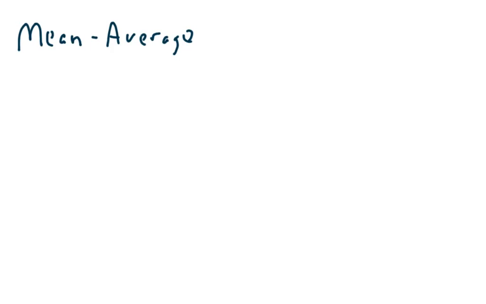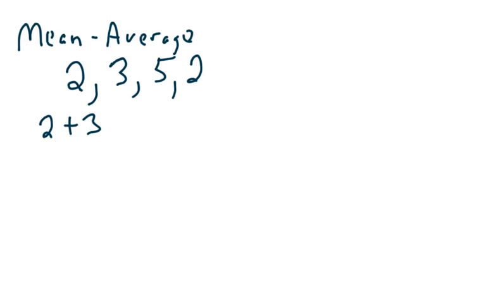How we find the mean, we'll do an easier one to start with. Let's say I ask how many siblings you have, how many brothers or sisters. The first person I ask has 2, then 3, then 5, and let's do one more, and they say 2 also. How we find the mean or the average is we add up all the numbers. 2 plus 3 plus 5 plus 2.